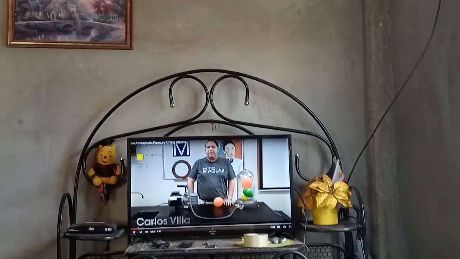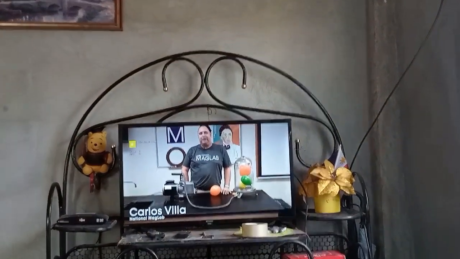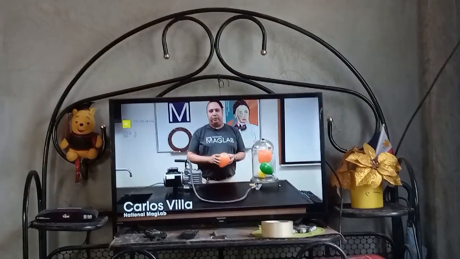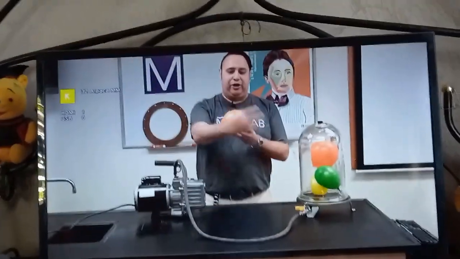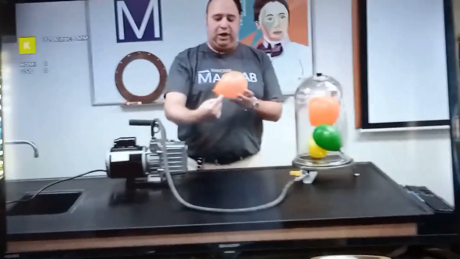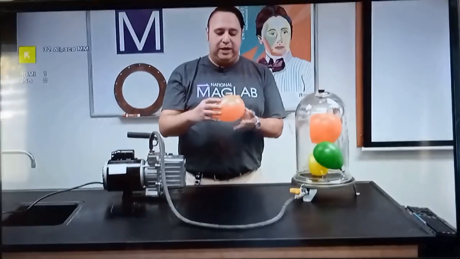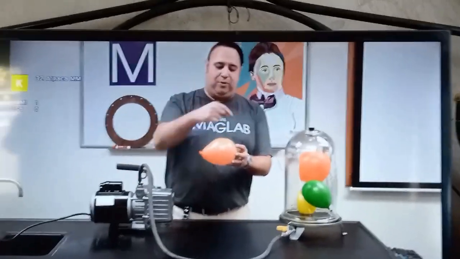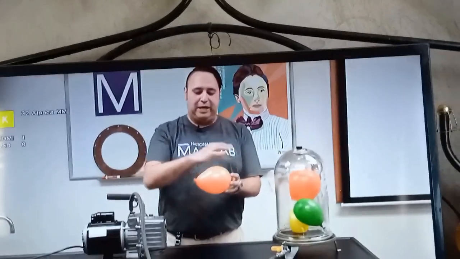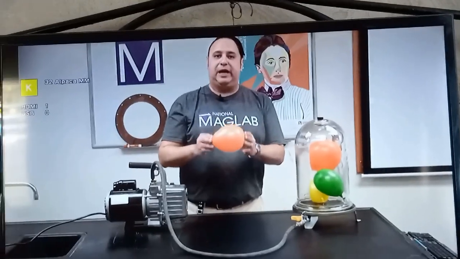My name is Carlos Villa, and welcome to the National Mag Lab. Right now we're going to talk about pressure. This is a balloon, and the reason that balloons stay inflated is because there's air inside the balloon that is pushing against the walls of the balloon. At the same time, the air outside of the balloon is pushing on the inside of this balloon. So this balloon stays at this size because the pressure is pushing out and the air inside is pushing this way, so this balloon stays this size.